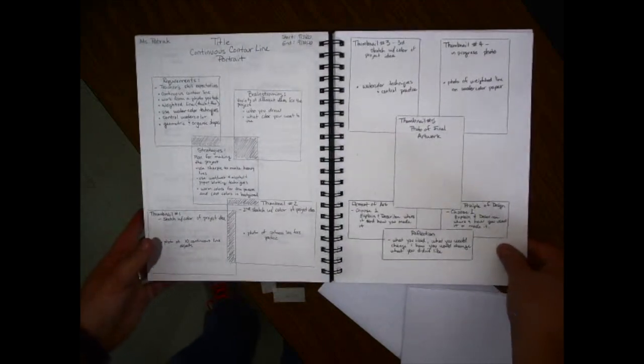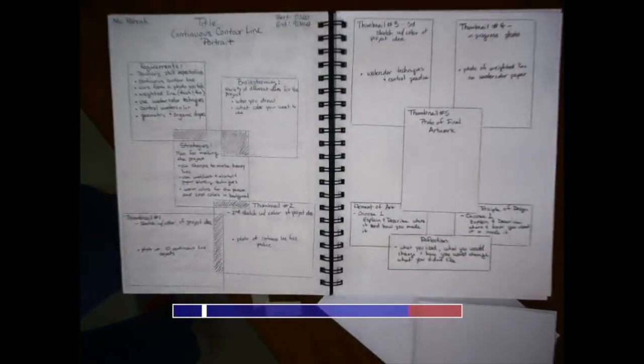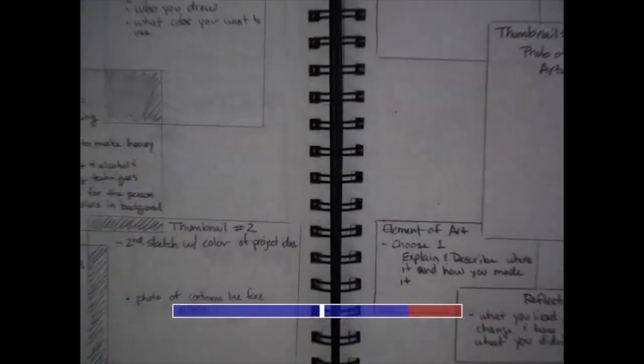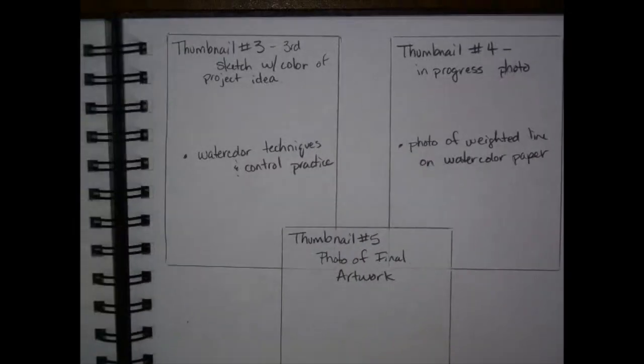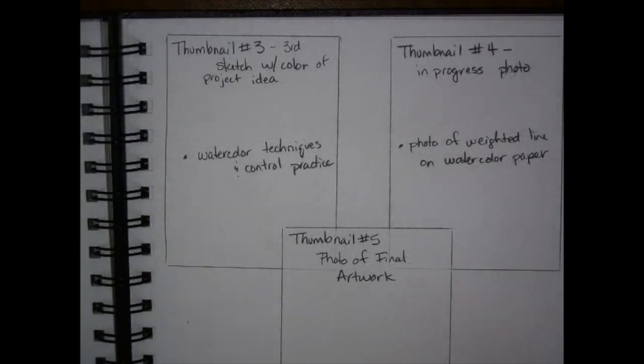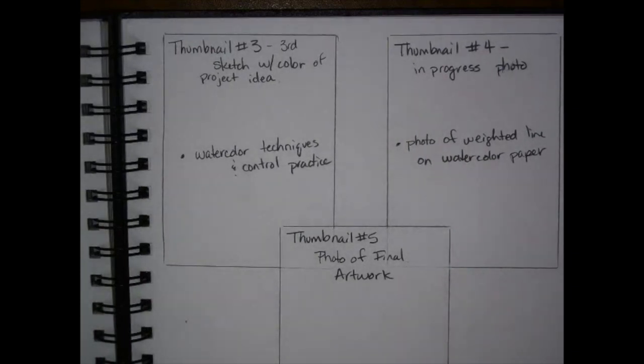For thumbnails numbers 3, 4, and 5, when we do thumbnail number 3, again, the third thumbnail for your thumbnail sketches, it would be a sketch with 25% of it colored in for the project idea. For this particular project that we are kind of working backwards on, this is going to be a photograph of your watercolor techniques and the practice you did controlling the watercolor.